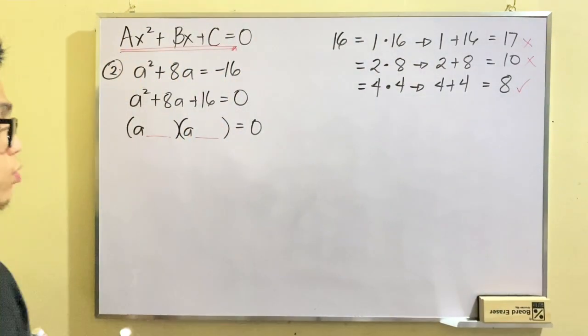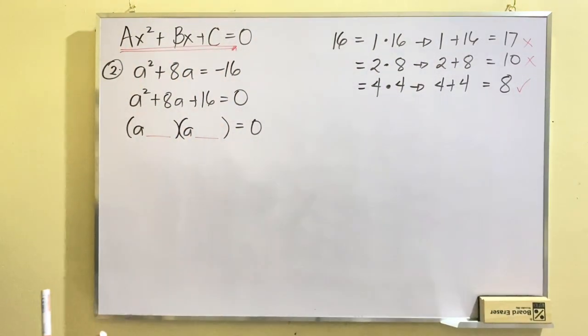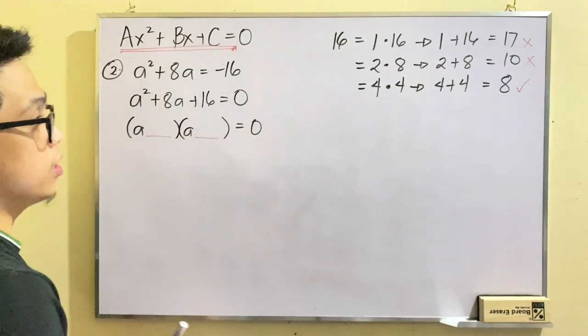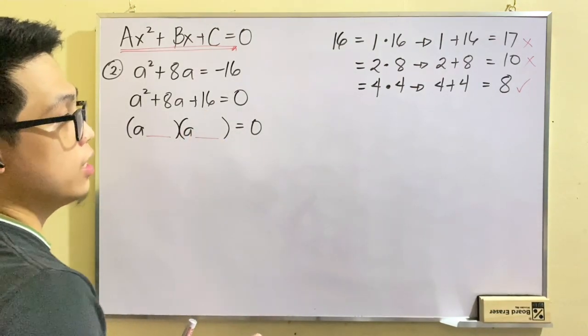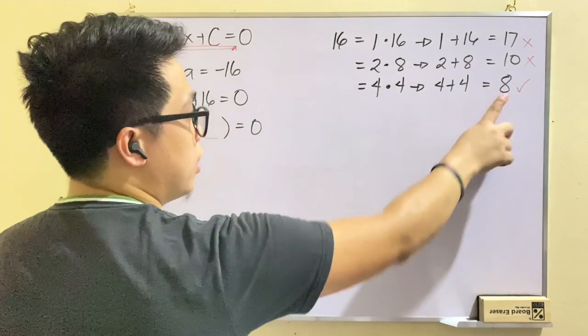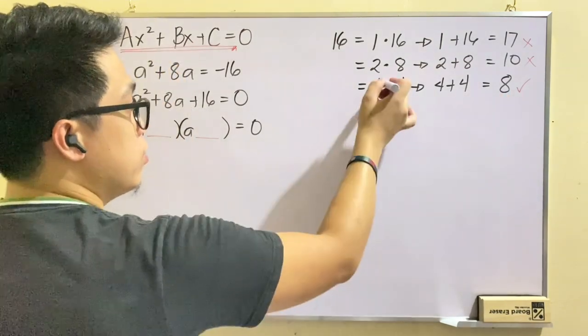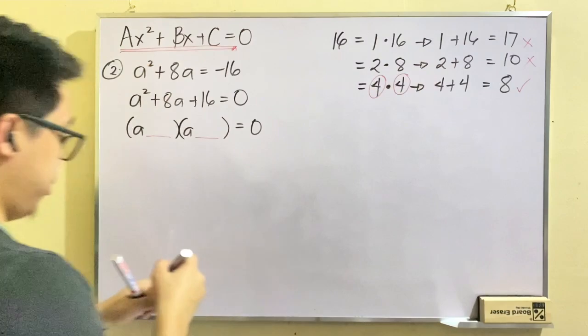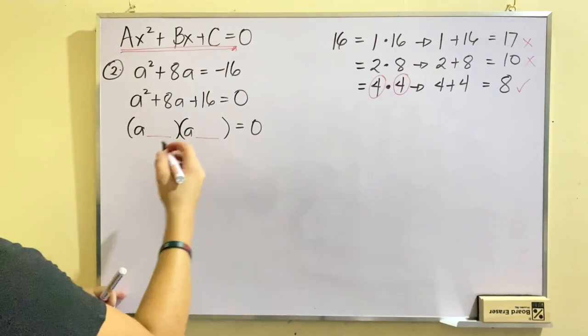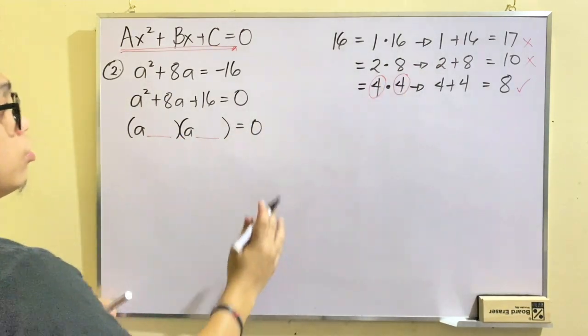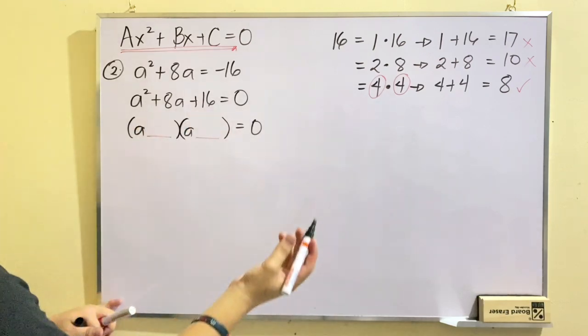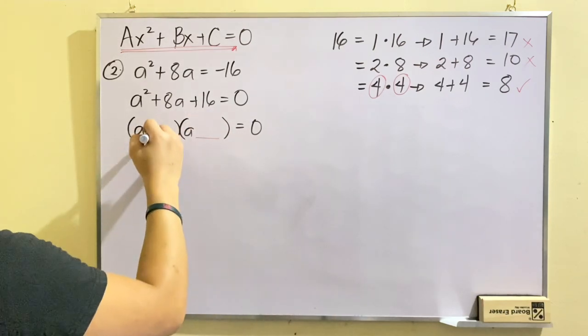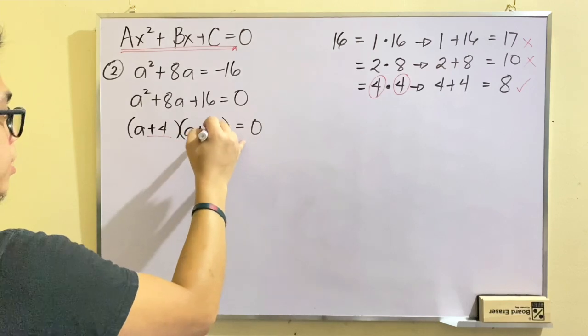So, ang isusulat natin dito sa dalawang blanks na ito is kung ano yung factor ni 16 na nakapag-satisfy na kapag pinag-plus is magiging 8. And ano ba yon? So, 4 and 4. Ano ang sign? So, kung ano yung sign nito, yun din yung sign, or yun yung operation na ilalagay natin dito. So, positive 4, positive 4.